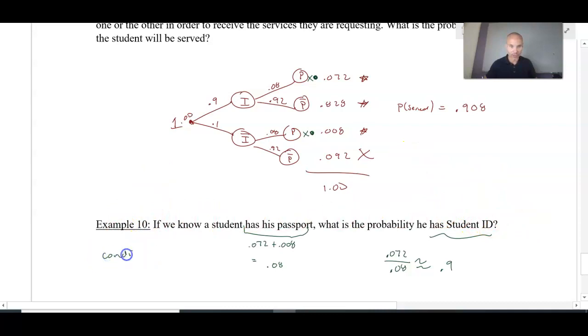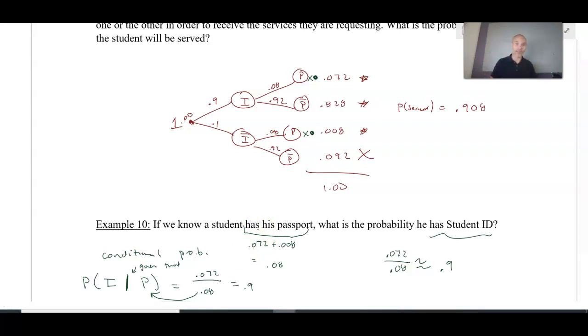Okay, conditional probability. This means that we're looking at the probability that you have your ID given, this means given that, or out of the people who have their passport. And that is actually 0.072 divided by just the percentage of people who satisfy the condition that they have their passport, which is 0.08, which comes out to 0.9, and it should, because we know that the likelihood that you have your ID is independent of the likelihood that you have your passport.